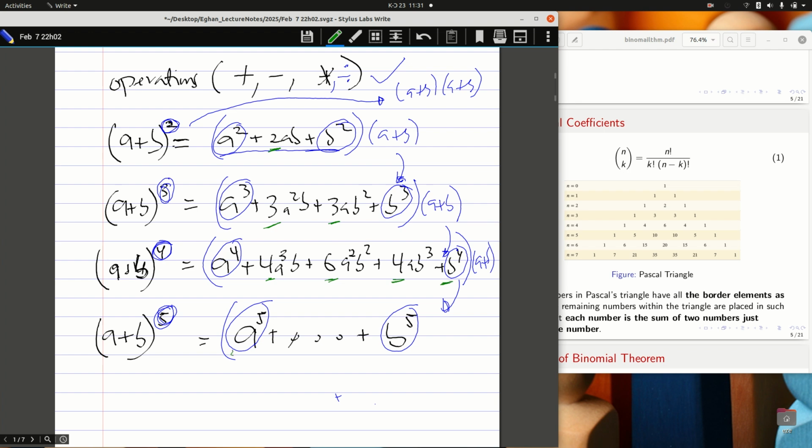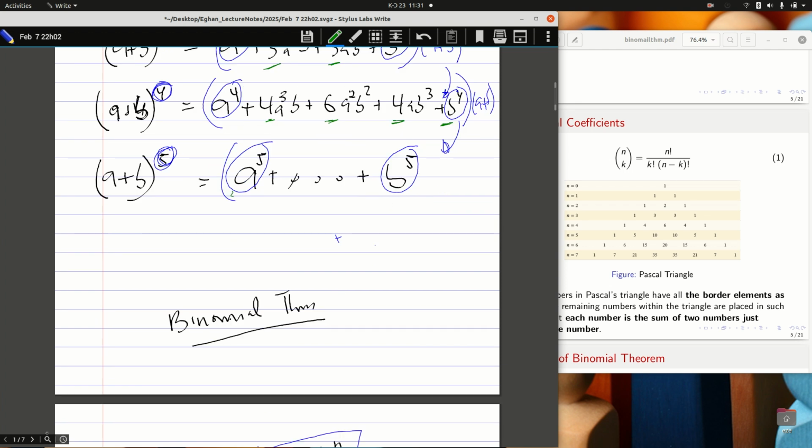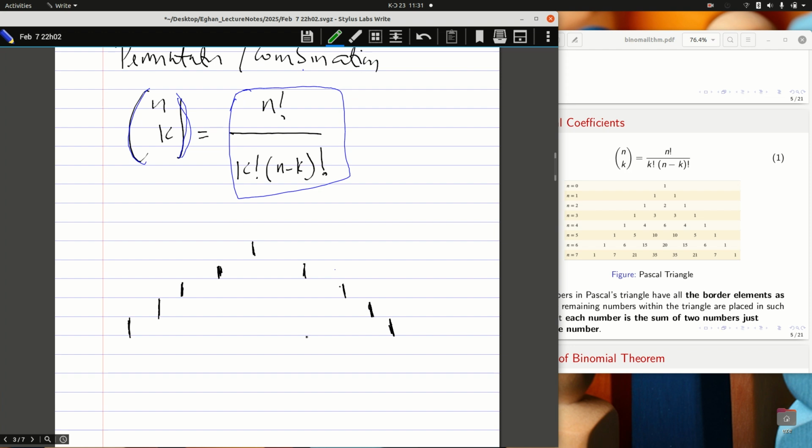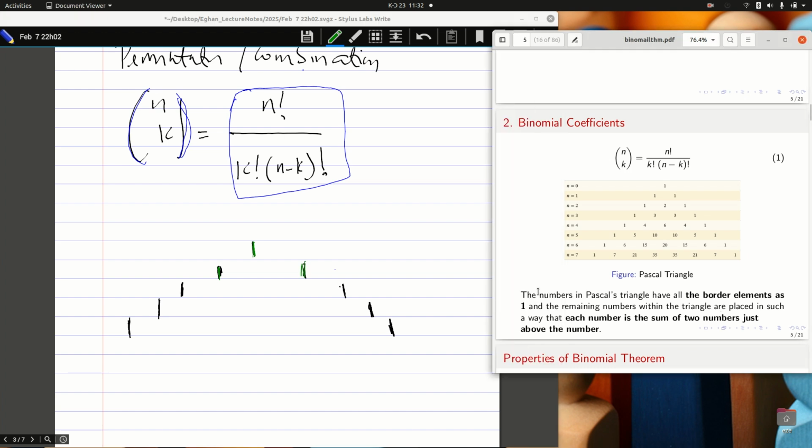If you want to see how this expansion is done, we can use the coefficient pattern. The pattern is Pascal's triangle. Let's see how the pattern works. If I have the first exponent 1, all the border lines are 1. So from here in Pascal's triangle, all the elements on the border are 1.